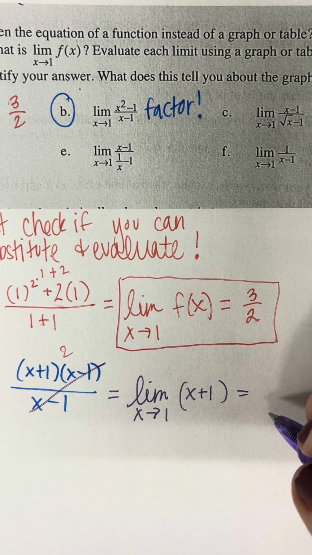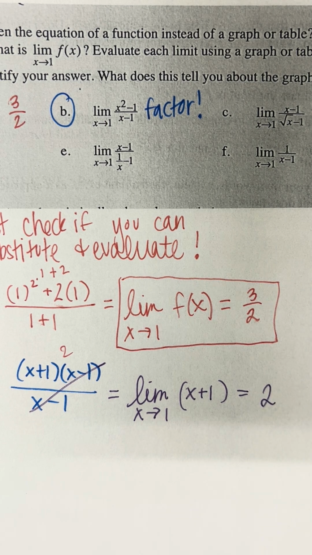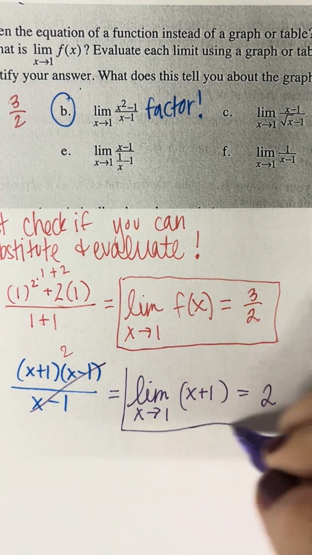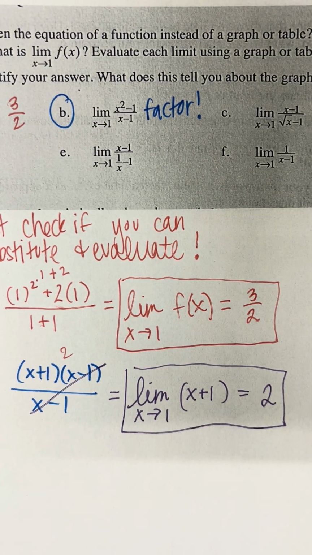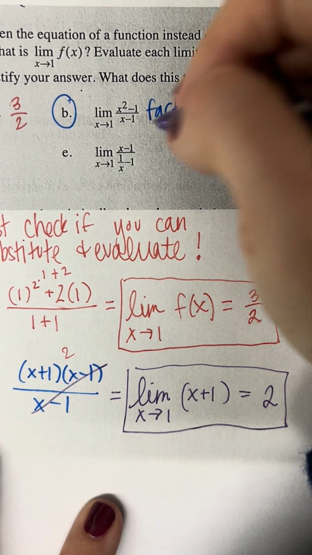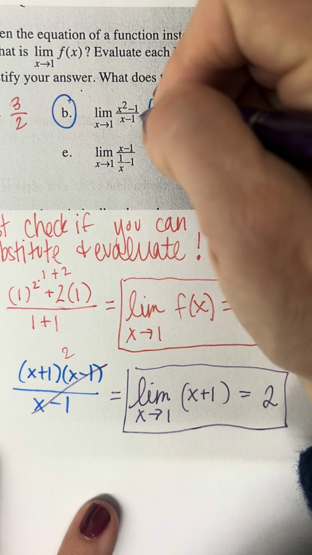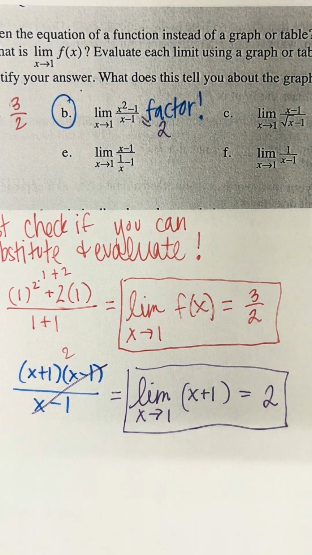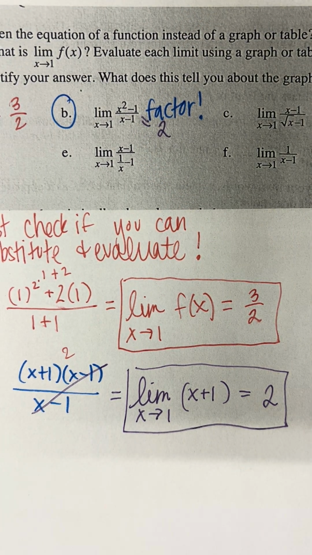Right? When I plug it in, 1 plus 1 is 2. So you're done. And that's fine for the answer. Or we can go back to that original, right? X squared minus 1 over x minus 1 and just say equals 2. Okay, next one.